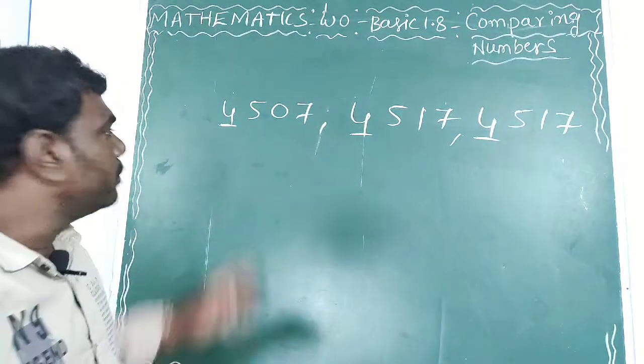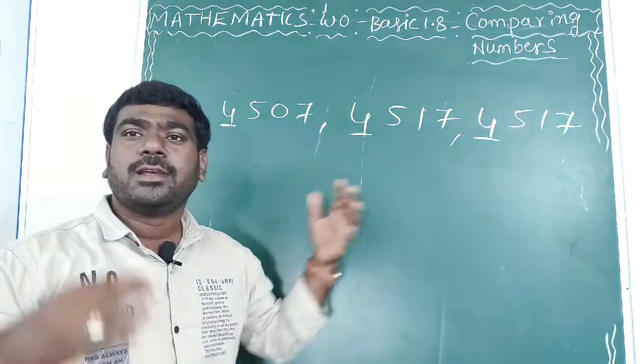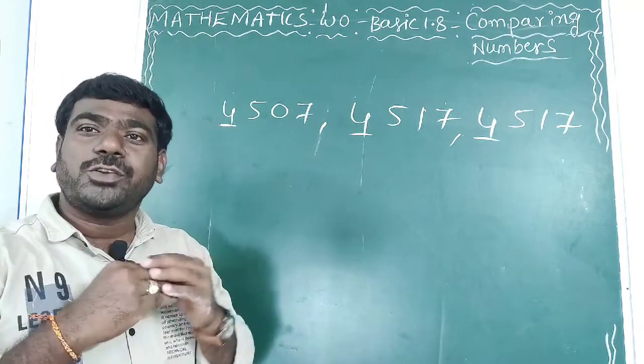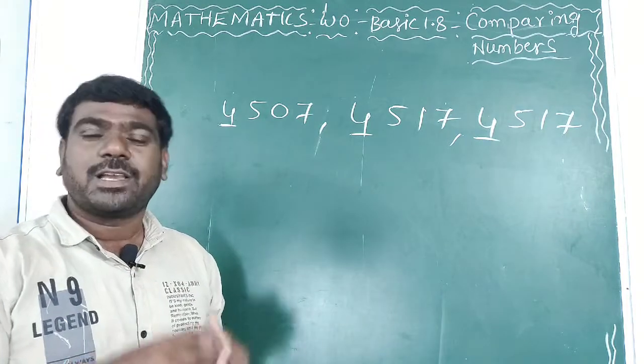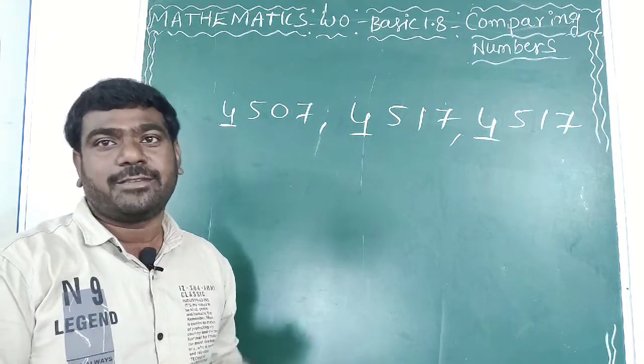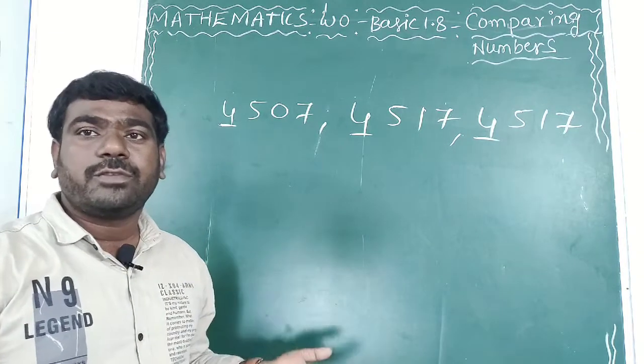444. Place value 4000, 4000, 4000. In all cases the value is the same. So which one can we write here? We can't write here. Why? Because all values are the same now, we can't decide which number to take. So then what should we do?